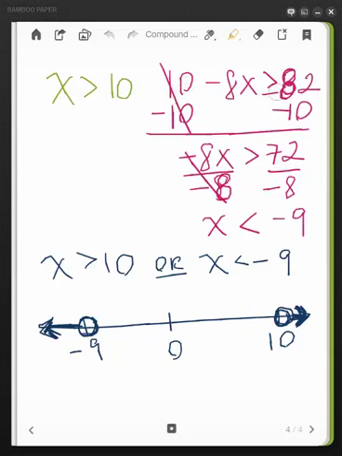Don't make the mistake I did and write the problem down wrong, so make sure it's correct. I'm going to start by taking away 10 from both sides and then dividing by 8. When we divide by 8, it's very important that we switch the inequality. Dividing by a negative requires us to switch the inequality. So this is going to be our giant answer to our problem. Now graphing. Negative 9, 10, both of them are open circles. X is greater than 10 to the right, x is less than negative 9 to the left. And that's how you solve compound inequalities with OR.